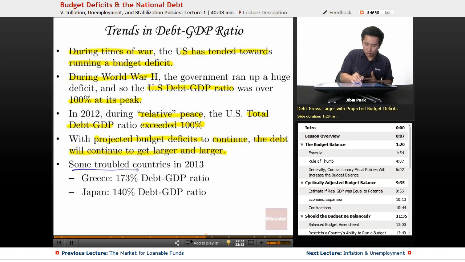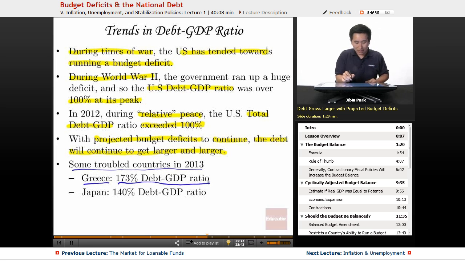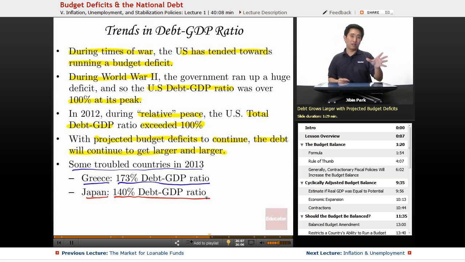So some troubled countries in 2013, if you want to point them out, would be Greece. Their debt to GDP ratio was 173%, and not very good. And Japan, which has been experiencing a lot of deflation over the past two decades, has a 140% debt to GDP ratio. So if you look at it in these terms, we're not as bad off as Greece and Japan.